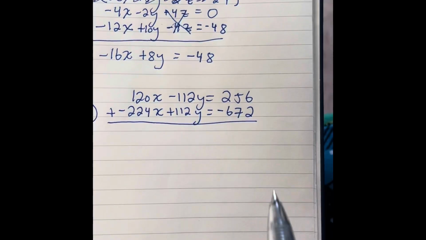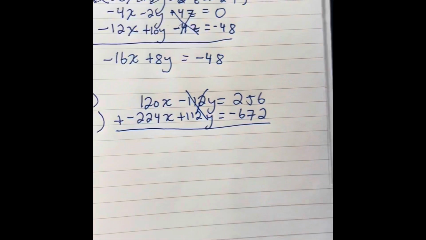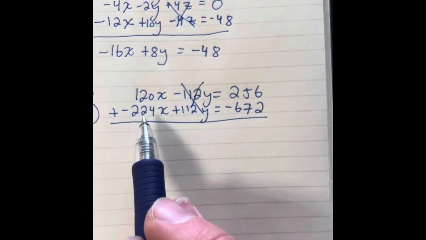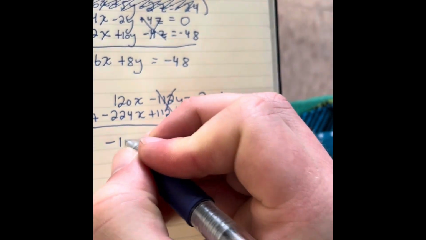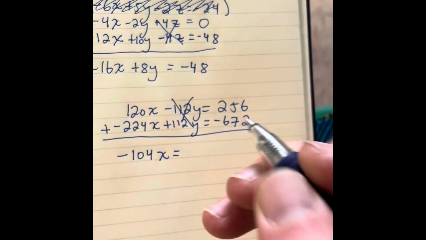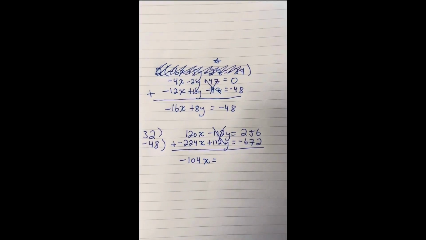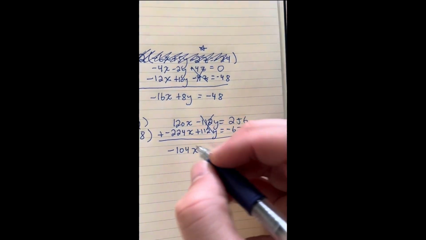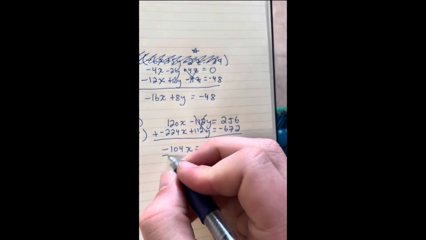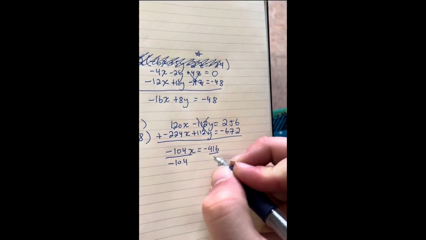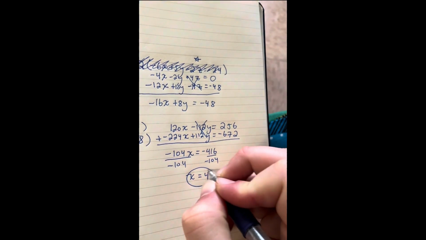So now when I go over here, if we did this correctly, which we did, one of the variables should eliminate. Negative 112y plus 112y will go to 0. And now 120 minus 224 is going to go down to negative 104x equals 256 minus 672. And 256 minus 672 will get us negative 416. My last step to get x alone is to divide both sides by that negative 104. And then x will equal positive 4.